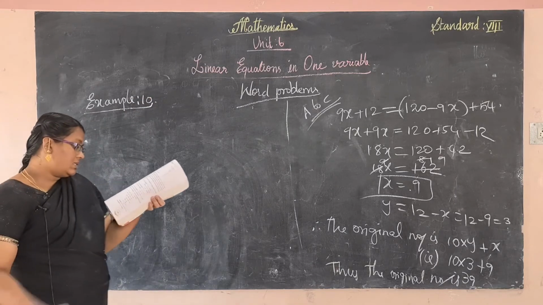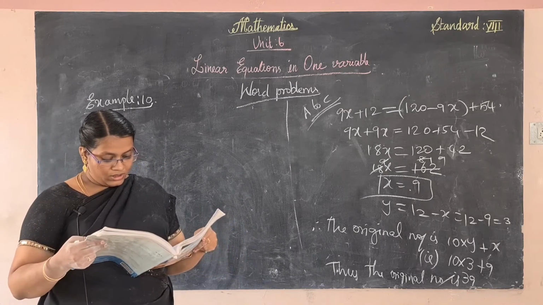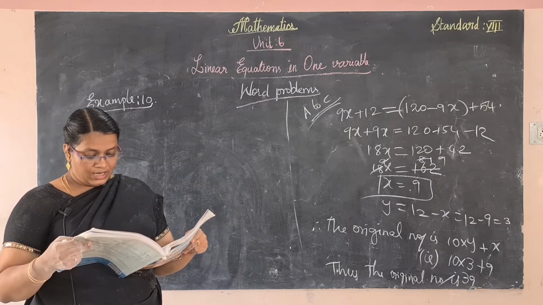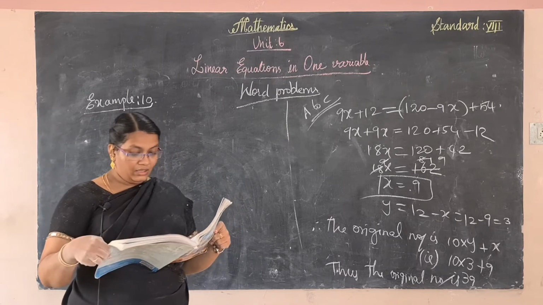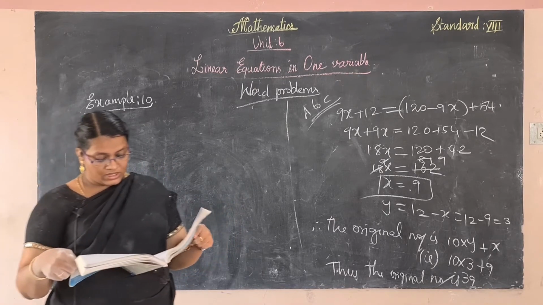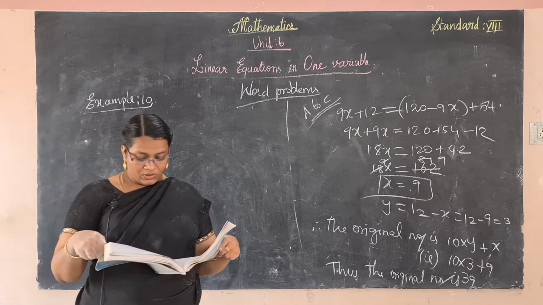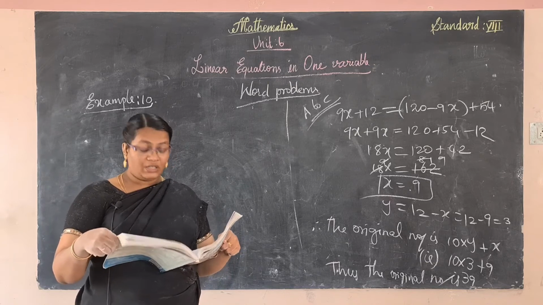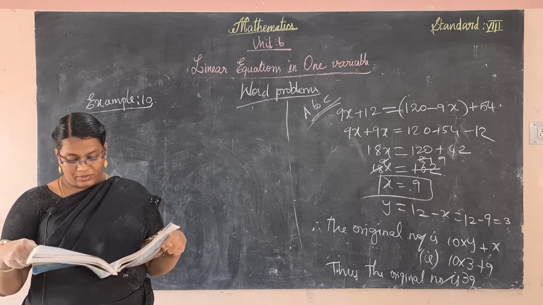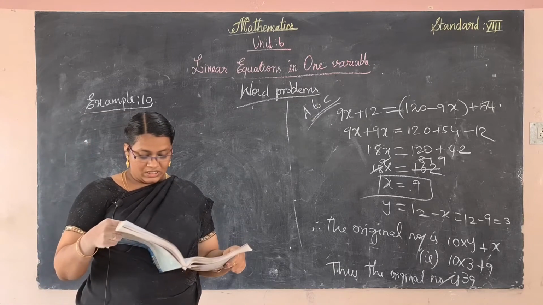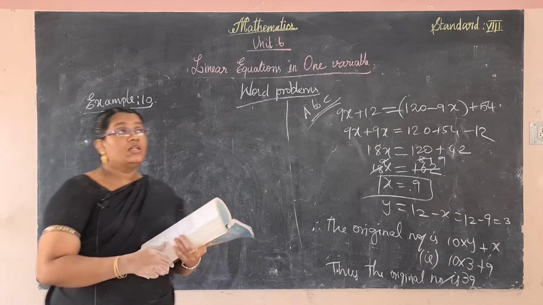The father is 24 years older than his son. In 4 years, he will be thrice as old as his son. Find their present ages. Very simple one. The father is 24 years older than his son. In 4 years he will be thrice as old as his son. Find their present ages.